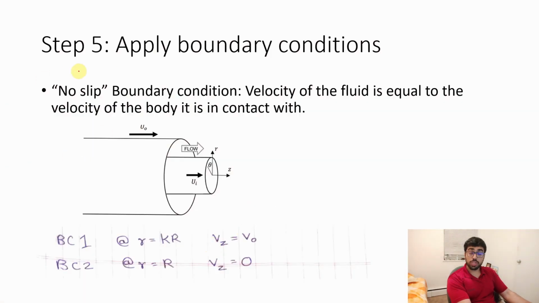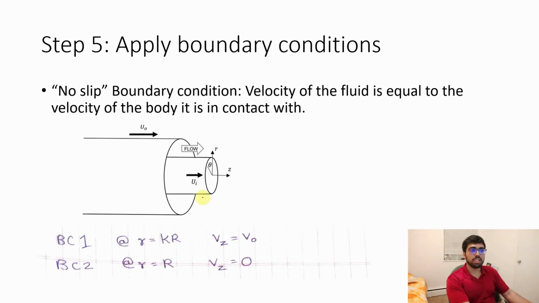Okay, so step 5 would be to apply boundary conditions, and in terms of boundary condition we have something called the no slip condition, right? So the velocity of the fluid is equal to the velocity of the body it is in contact with. So that's how I would define no slip boundary condition, and that's my personal definition. Don't quote me on it, but I think that's about it. This is what no slip boundary condition means.